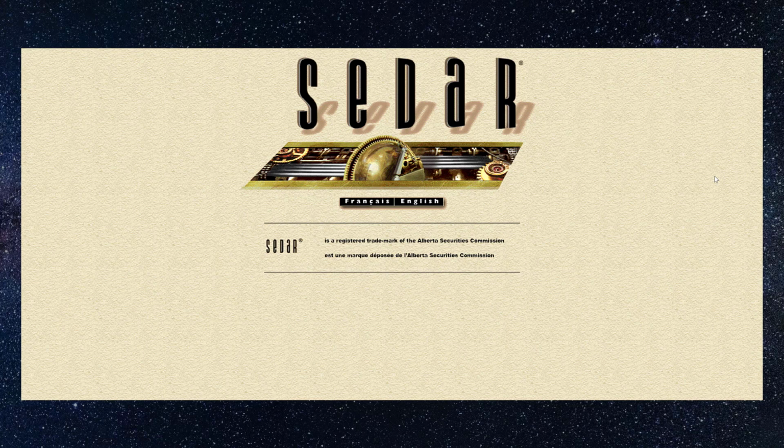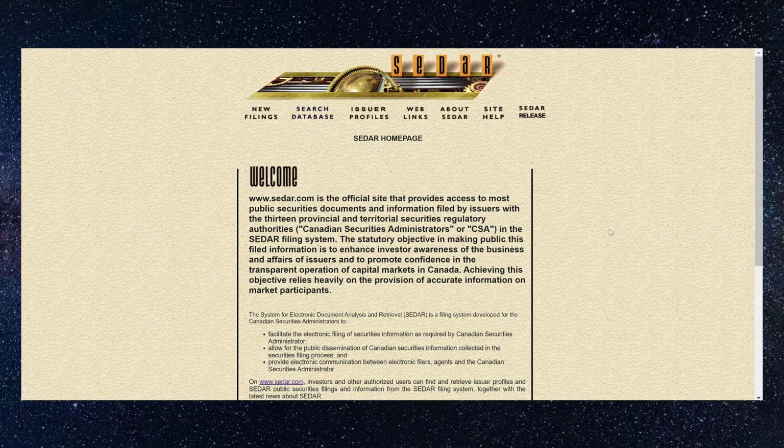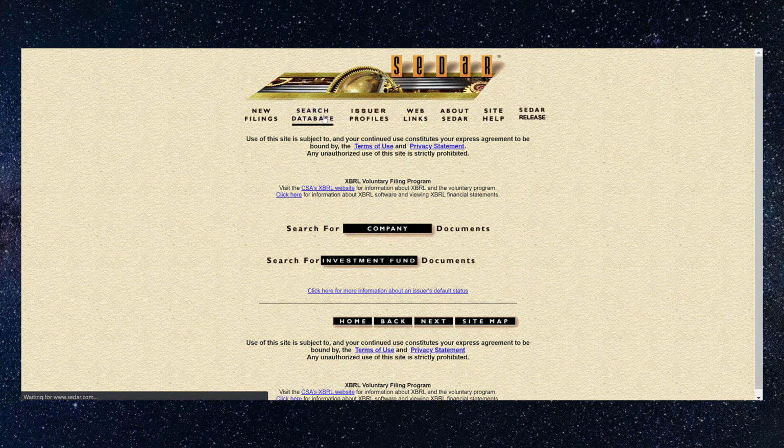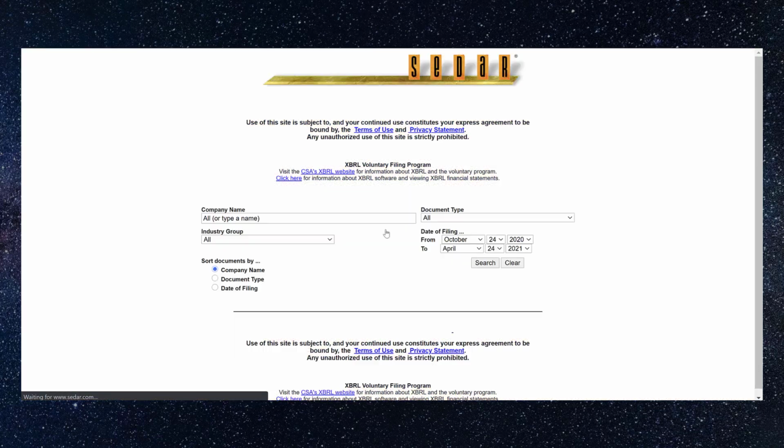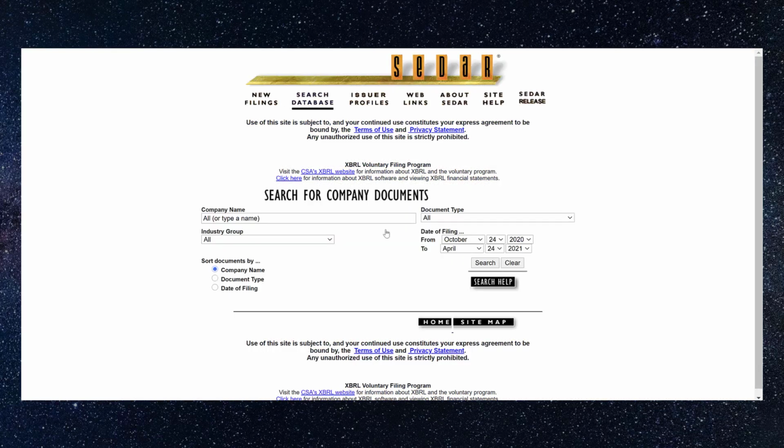So SEDAR is the Canadian version, and I'm going to tell you right off the bat, the website looks terrible. It looks like a caveman made this website, but that doesn't take away from the fact that it's a useful tool. So if you just go to French or English, I go to English. And then once you click your language, just go to search database. And that's going to let you look for company documents or investment funds. You can choose between the two.